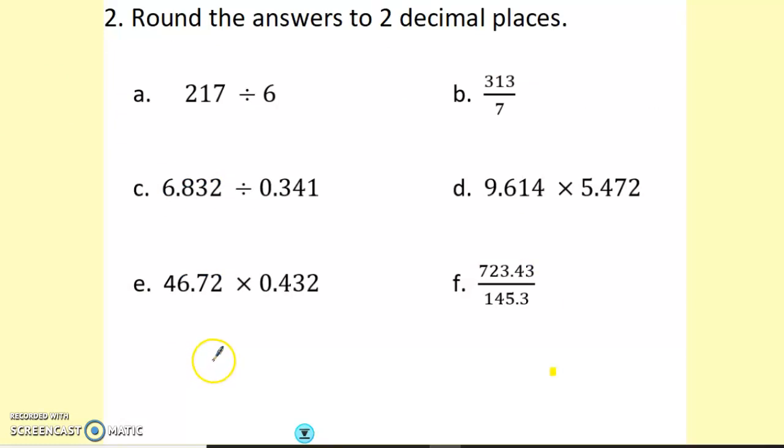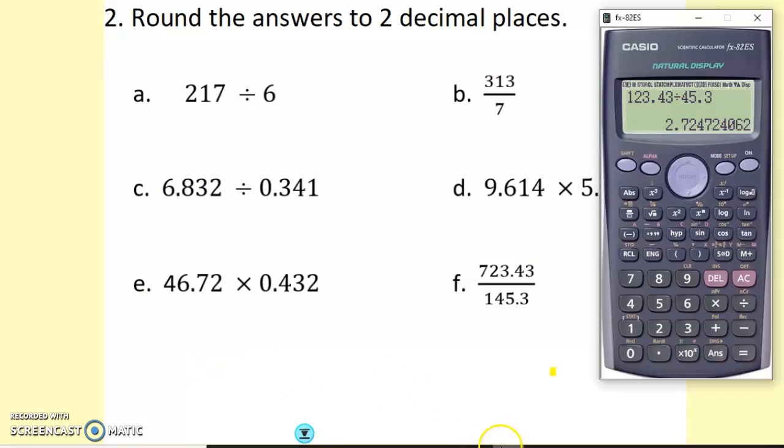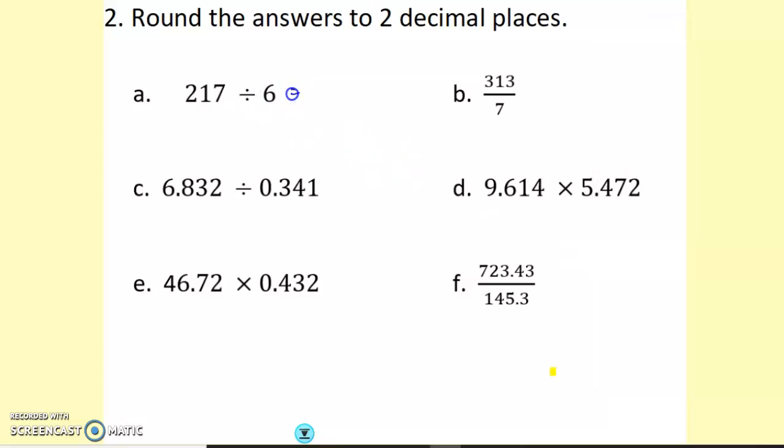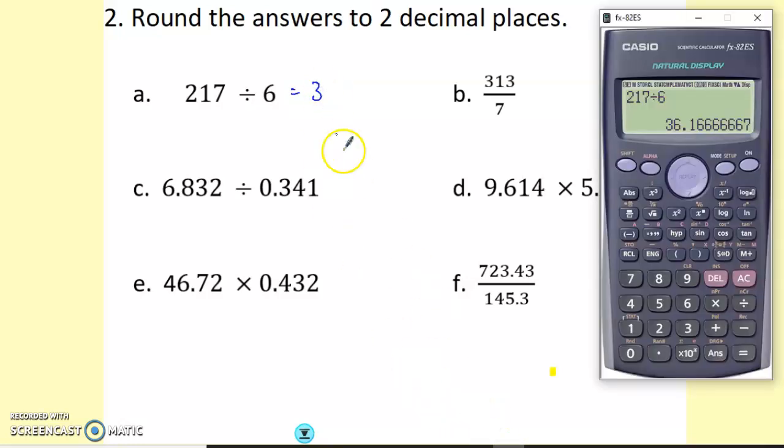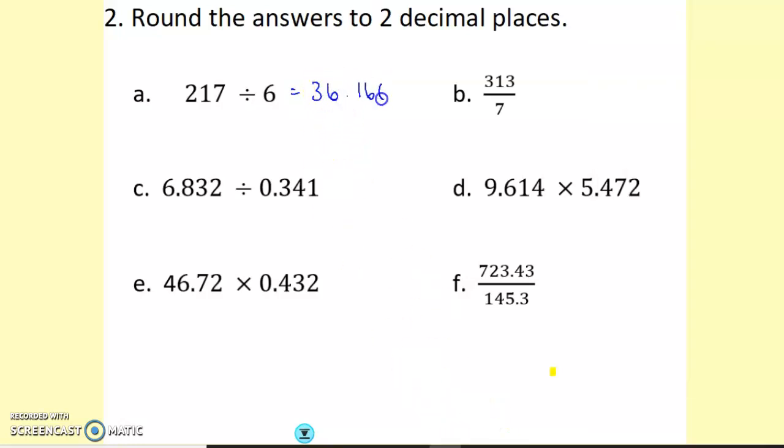Rounding to 2 decimal places, same idea. We do our calculations, but this time I want an answer to 2 decimal places. That comes out as 36.16666. To 2 decimal places, 36.17, that 6 rounds up to a 7.